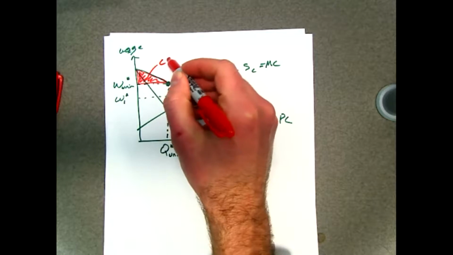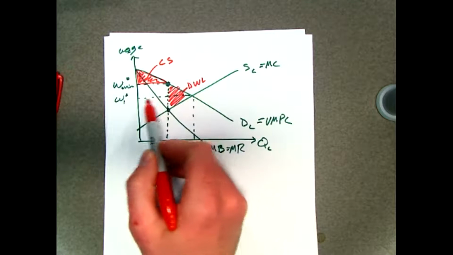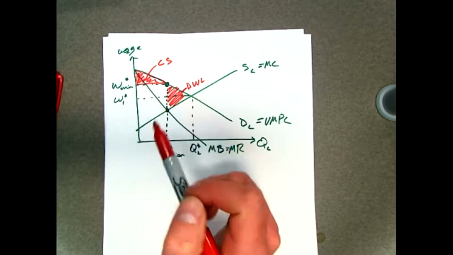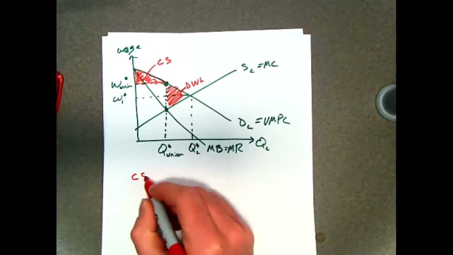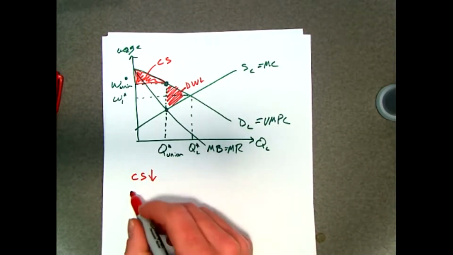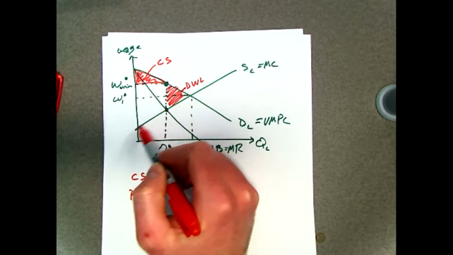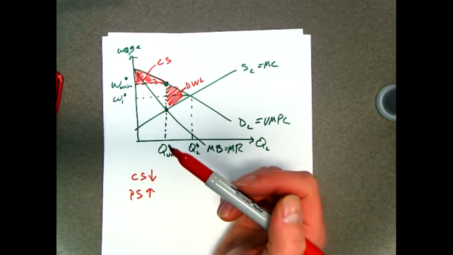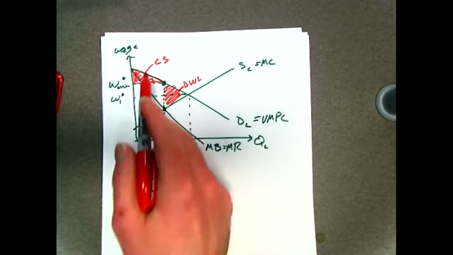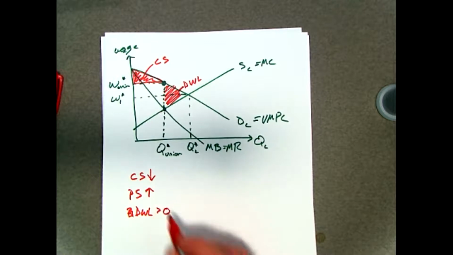So notice consumer surplus, relative to when we had no union, it would have been this entire triangle. Our consumer surplus also went down, right? So we saw consumer surplus decrease. Producer surplus would be the area under the wage, but above the supply curve relative to this area in equilibrium. So we see producer surplus go up, consumer surplus go down, and we have some positive value now. We have some amount of deadweight loss.